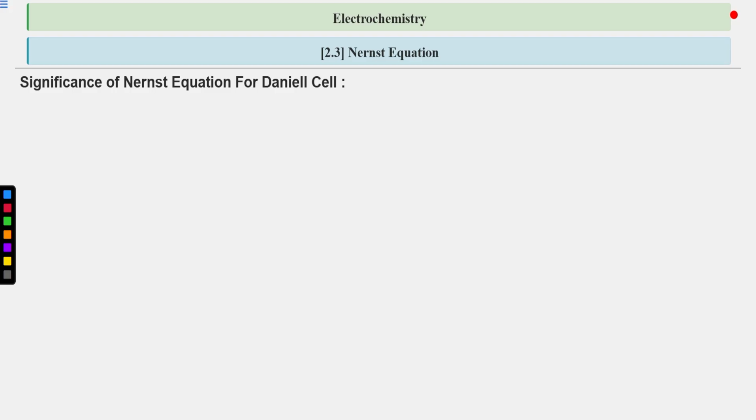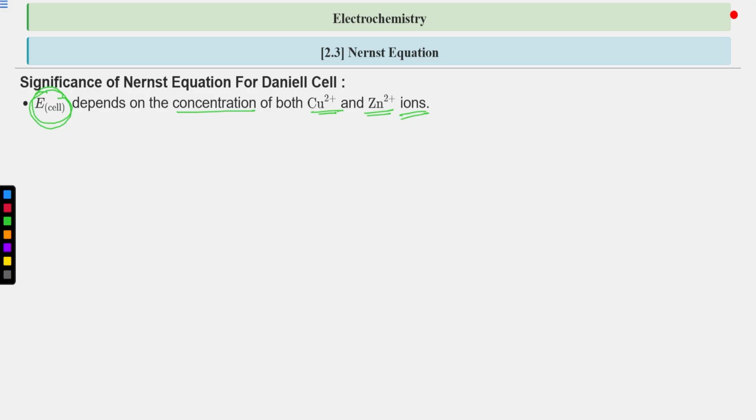Okay, now let's study the significance of the Nernst equation for the Daniell cell. The cell potential depends on the concentration of both copper 2 plus and zinc 2 plus ions. As they are the metals by which our electrodes are made up in the Daniell cell, whatever the concentration of zinc 2 plus and copper 2 plus ions are, the potential of the cell will depend upon their concentration.